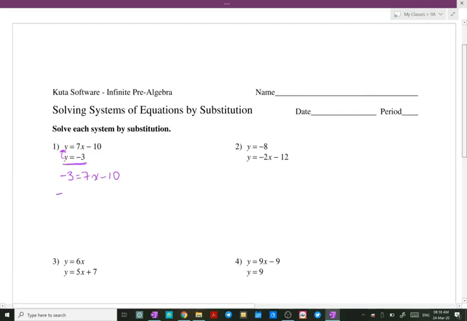X is on one side, numbers on the other. When you move the minus 10 to the other side, you have to change its sign. So here you have x is equal to 7 over 7, so x is equal to 1. So the solution for this system is x is 1, y is minus 3. From where did I get y minus 3? They already gave us the value for y, so it's easy for me to find x, and then you write the x and the y of the point of intersection of these two lines.